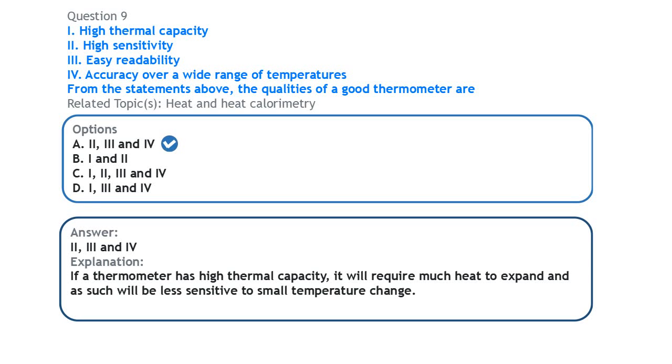Because if it has high thermal capacity, that means it is going to have low sensitivity. It will require a greater amount of heat to cause a rise in temperature. So that will make that thermometer less sensitive. So the desirable qualities here are high sensitivity, easy readability, and accuracy over a wide range of temperatures.